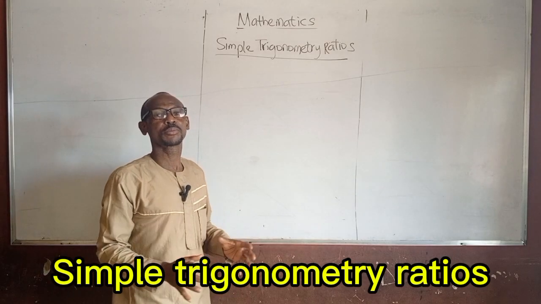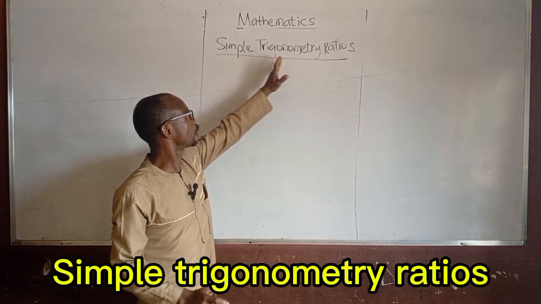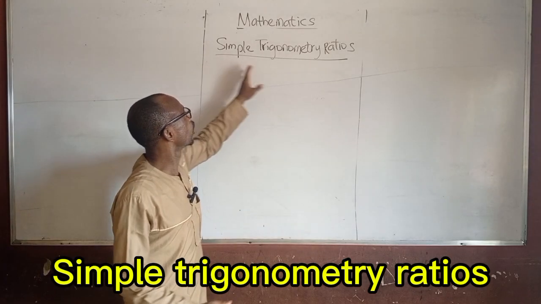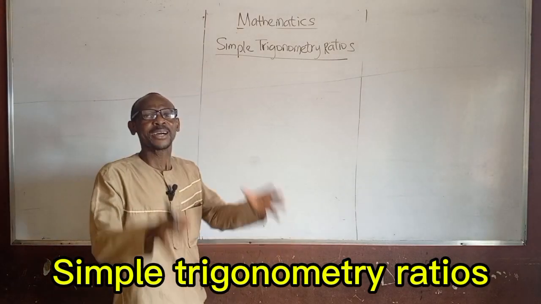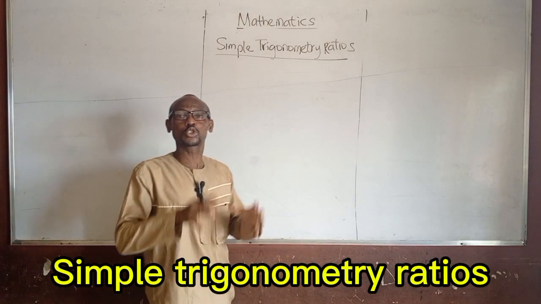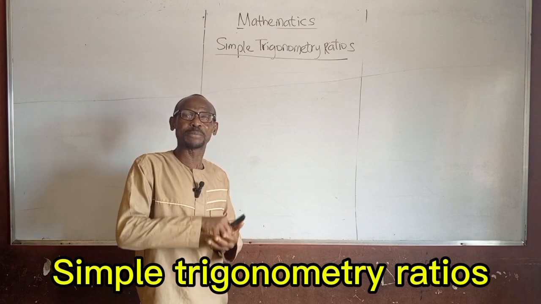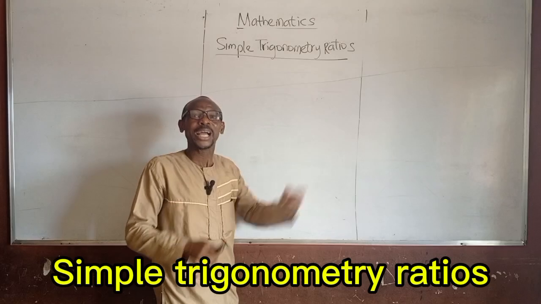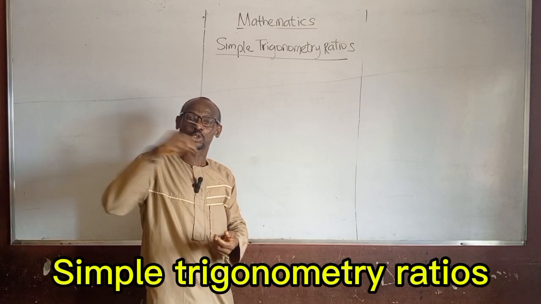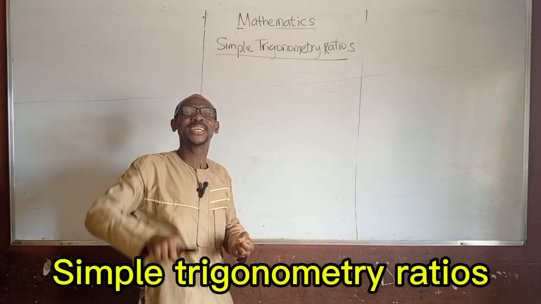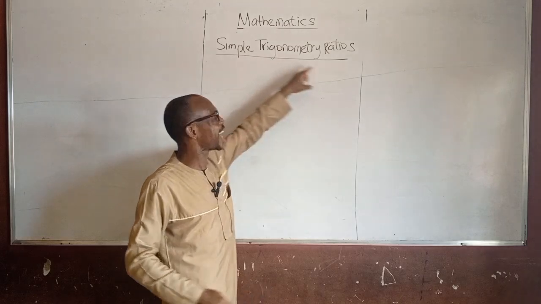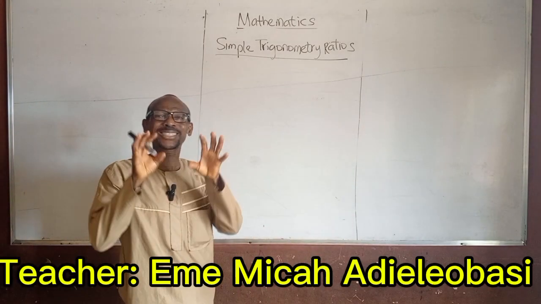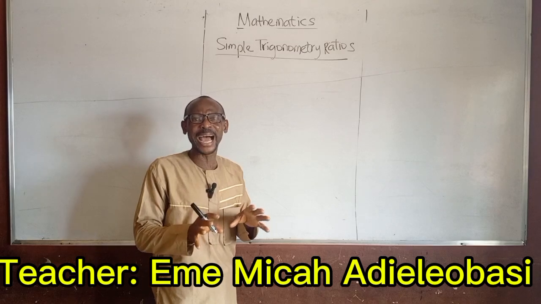Today we go look simple trigonometry ratios. Simple trigonometry ratios. Now, what we go fit use to solve problems, to get the angles of right angle triangle, and also we can use them to solve to get the side of the right angle triangle. We will look 3 of them for now.